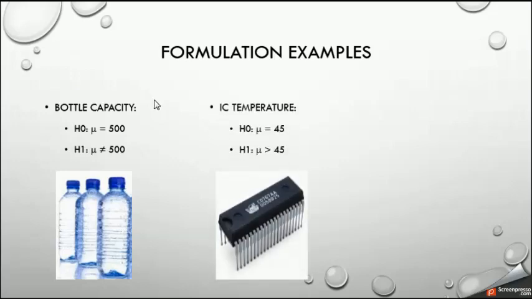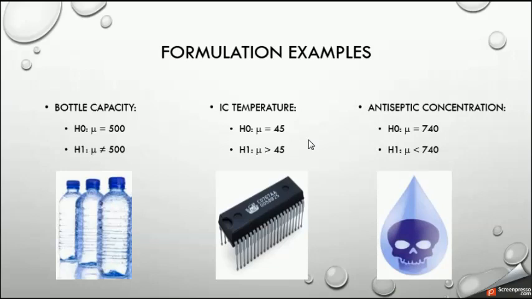Now let's look at the integrated circuit temperature. Our initial assumption is that the temperature of operation is 45 degrees centigrade. We are not worried if the temperature is below 45, because this will be fine for the operation of the IC. We are worried if the temperature will exceed 45 degrees centigrade. So this is our worry here. We write H1, the alternative hypothesis, that the mu value, or the average of the temperature, will exceed 45. This is also called a one-sided hypothesis because of the larger-than sign.